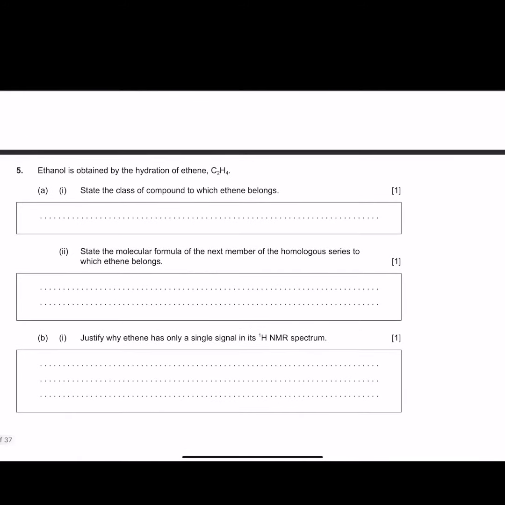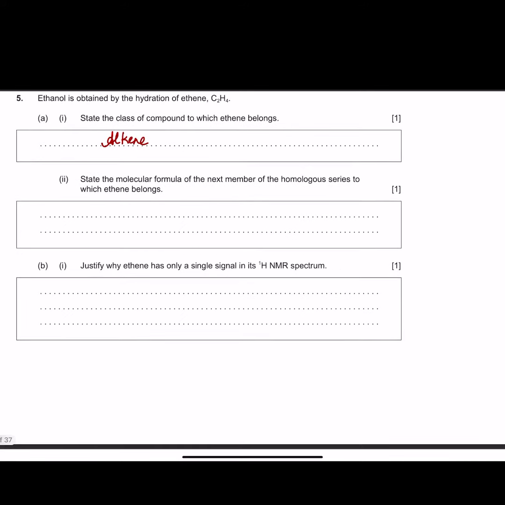Now let's move on to the next question. This is question 5. Ethanol is obtained by hydration of ethene. State the class of compounds to which ethene belongs. Obviously, it will be alkene. The molecular formula of the next member of the homologous series to which ethene belongs is propene, and the molecular formula will be C3H6.